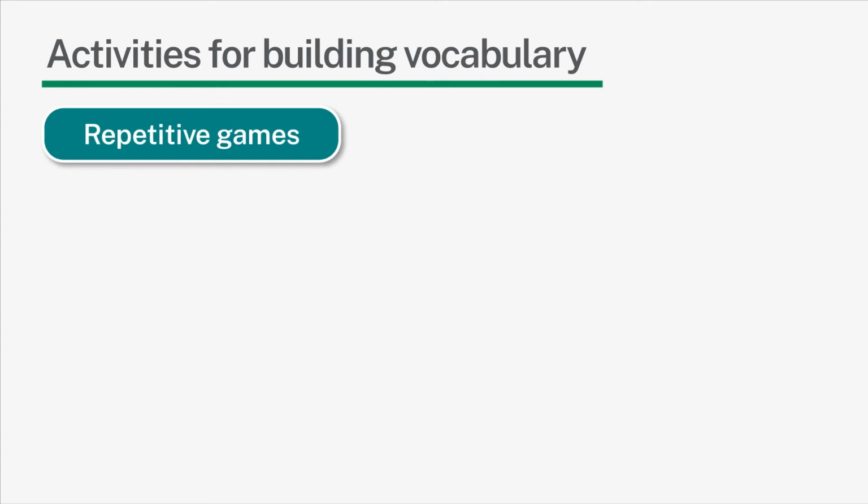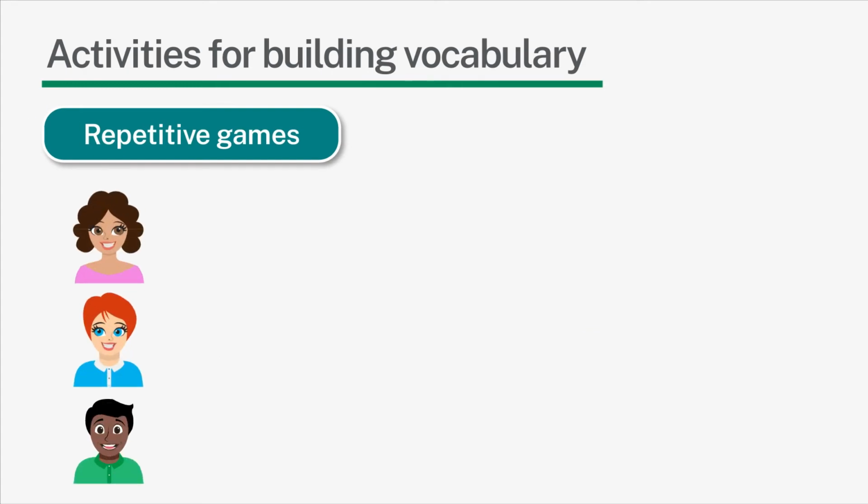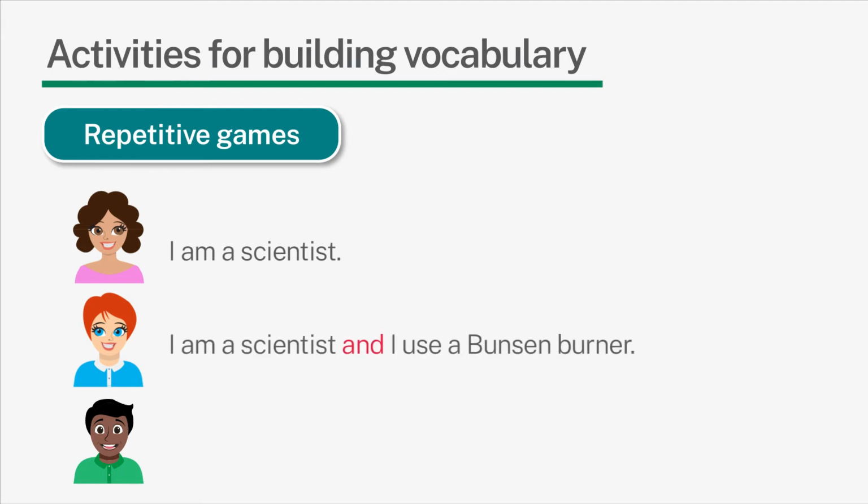Games across subject areas are great ways to build vocabulary. Repetitive games are particularly useful where a structure or phrase is repeated rather than just a single word. For example, a learner starts, "I am a scientist," and the next learner adds, "I am a scientist and I use a Bunsen burner," and so on.